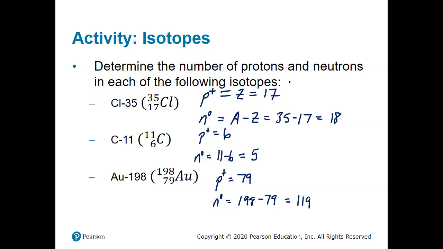So if I was asked about electrons, it'd be 17, 6, and 79, for these three isotopes, assuming that they are neutral charge.